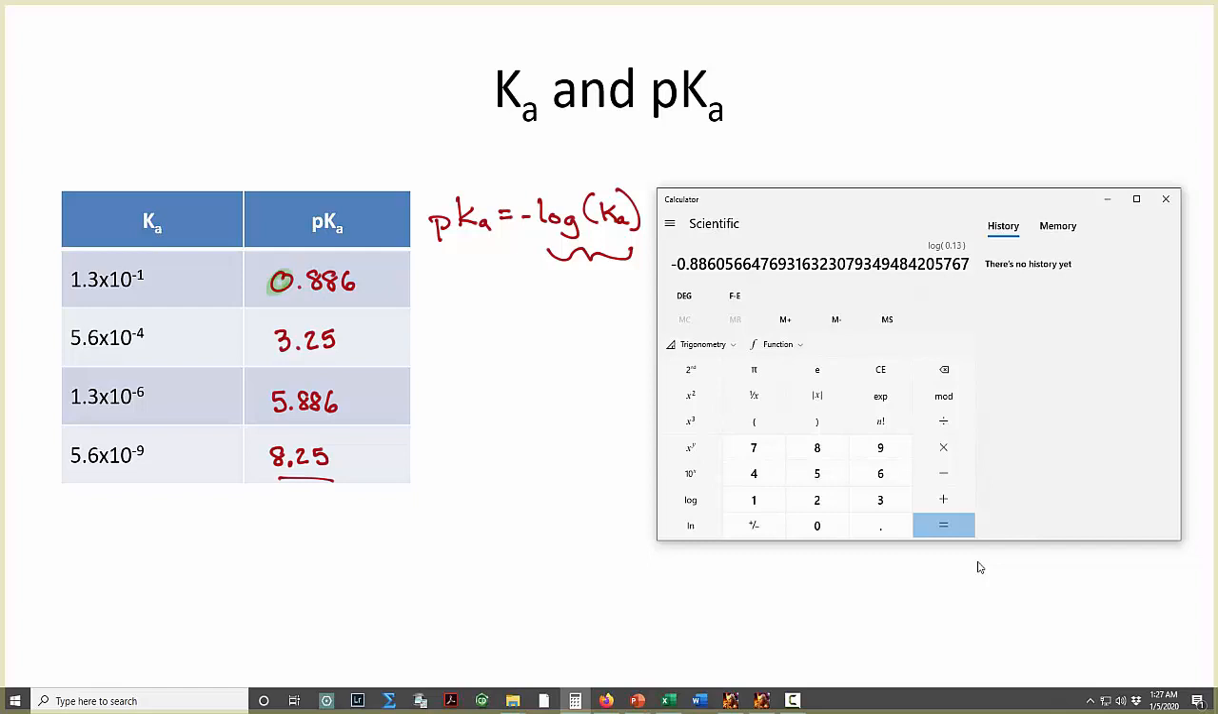So there's a couple things in general that you should be noticing about these numbers. One, the big picture, right? Smaller Ka, larger pKa. And that's because of that negative sign in the calculation.